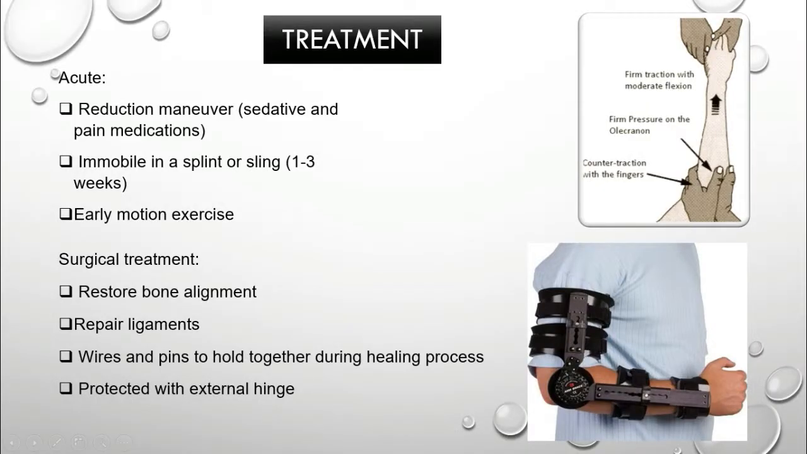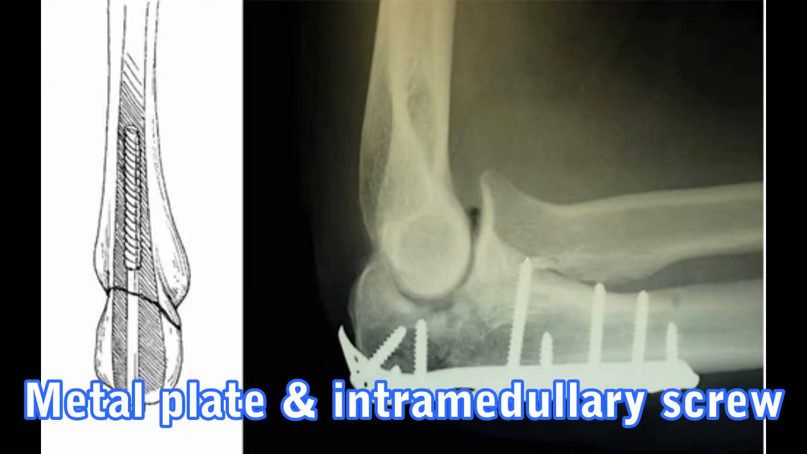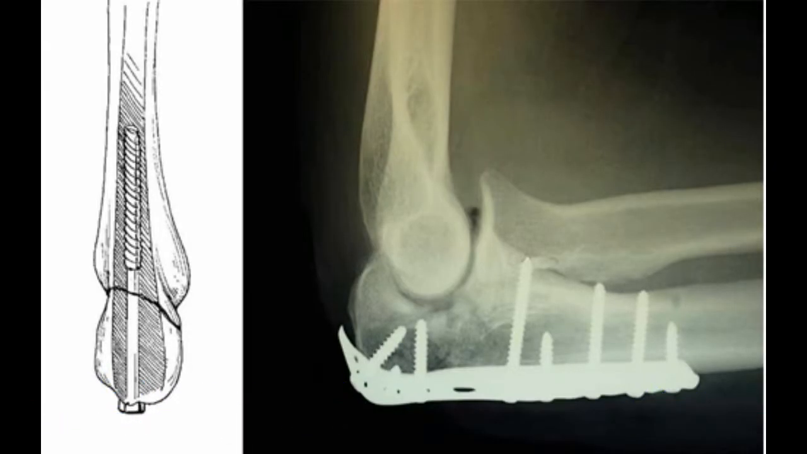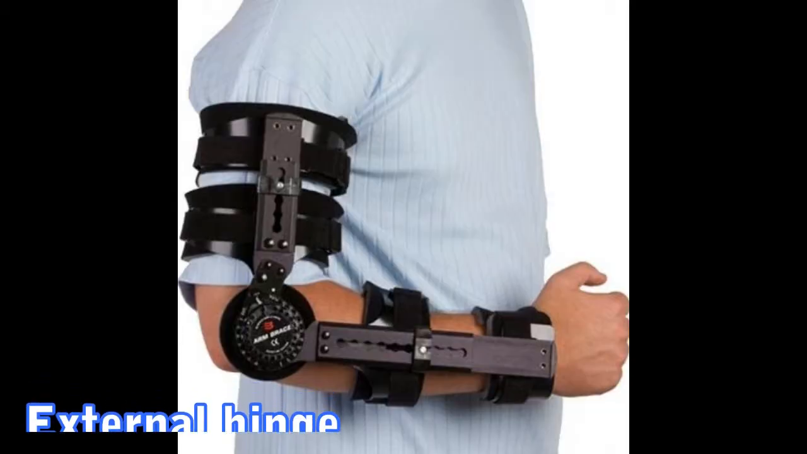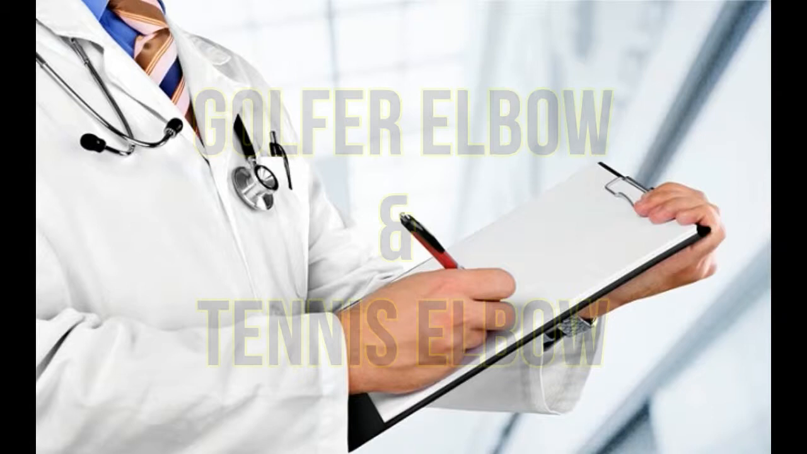For the surgical treatment of elbow dislocation, first, the doctor may restore the bone alignment. Second, they will repair the ligaments of the elbow. Next, they may use wire and pins to hold everything together during the healing process. Lastly, they may protect the elbow by using an external hinge.